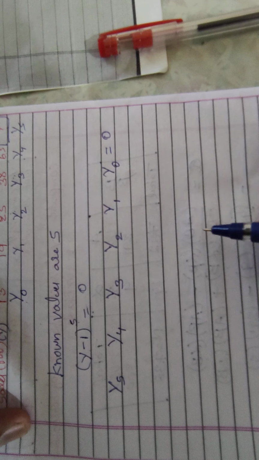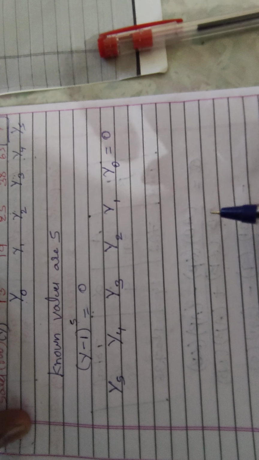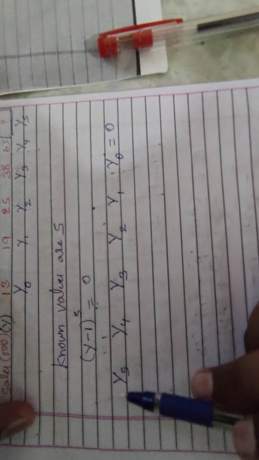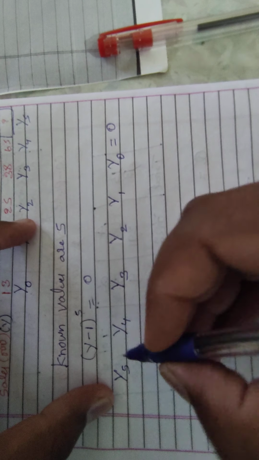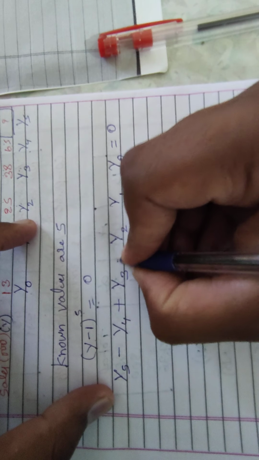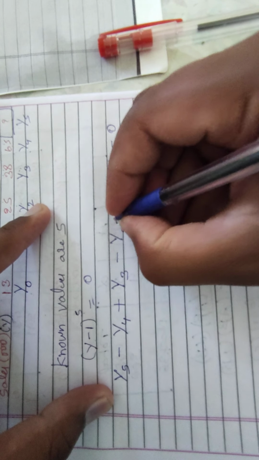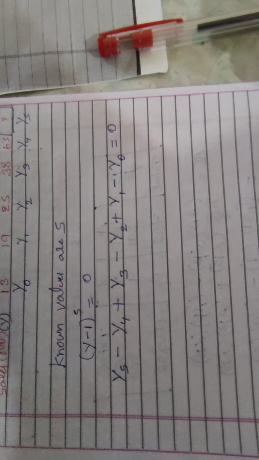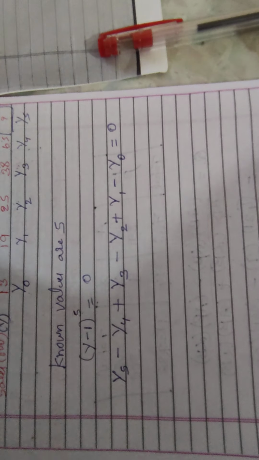Next we have to assign signs. Alternate signs we have to assign: first plus, next one is minus, next one is plus, next one is minus, next one is plus, next one is minus. Okay dear students, next we have to write the values. We already know about that.